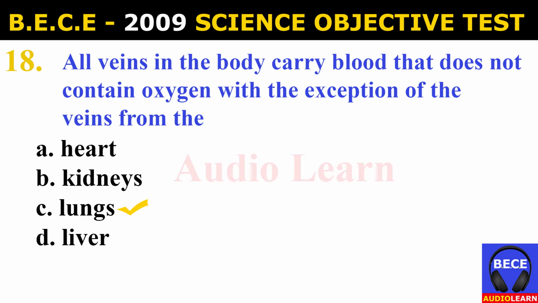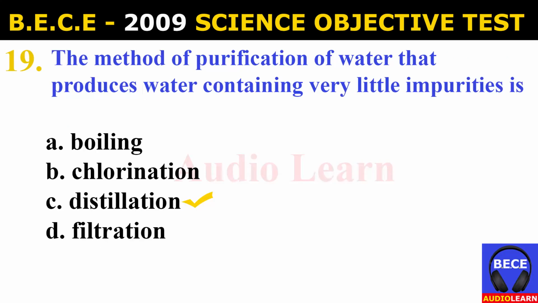lungs. Number 19. The method of purification of water that produces water containing very little impurities is A, boiling. B, chlorination. C, distillation. D, filtration. And the answer is C, distillation. The method of purification of water that produces water containing very little impurities is distillation.